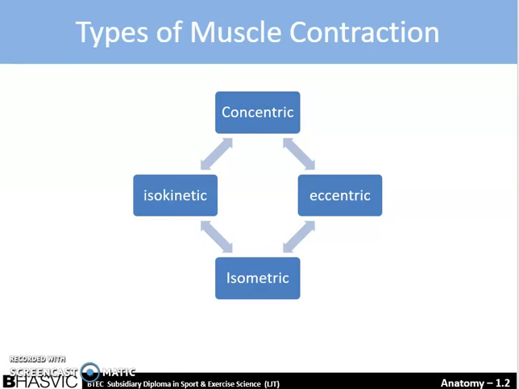This is 1.2, types of muscle contraction. There are four types of muscle contraction, three main: concentric muscle contraction, where the muscle shortens; eccentric muscle contraction, where the muscle lengthens; isometric muscle contraction, where the muscle stays the same length; and isokinetic, a muscle contraction where it shortens as it contracts, but unlike isotonic contraction, it does it at a consistent rate.